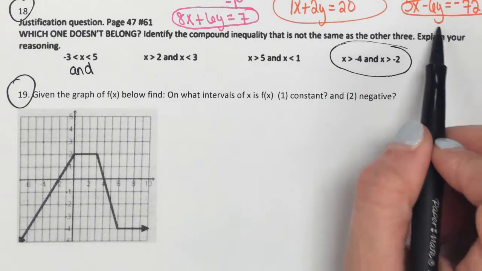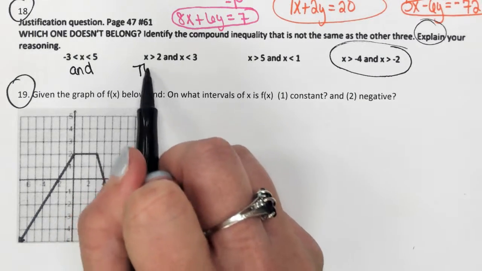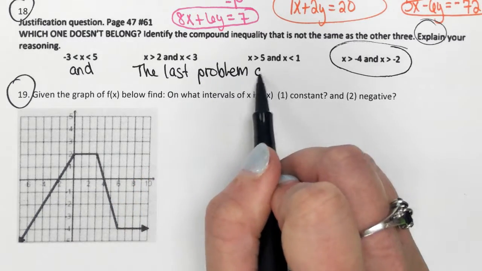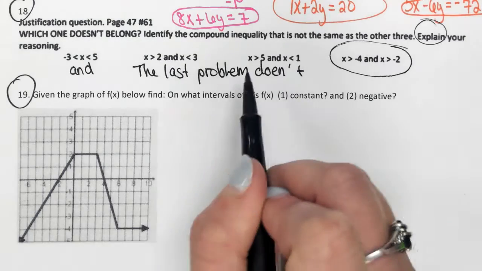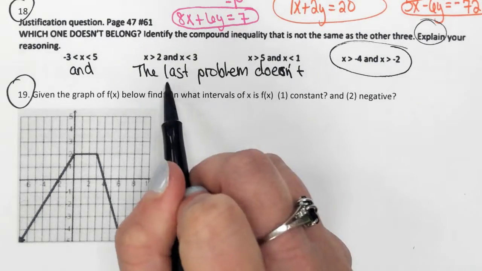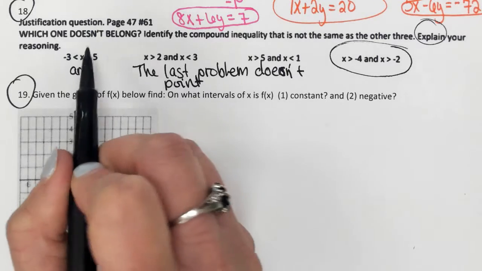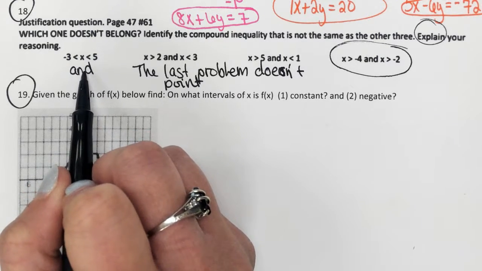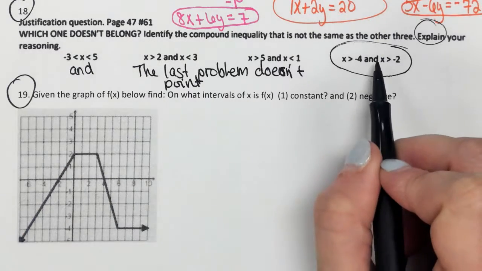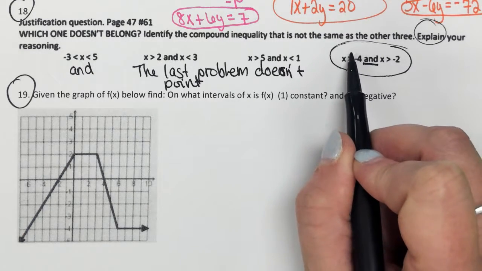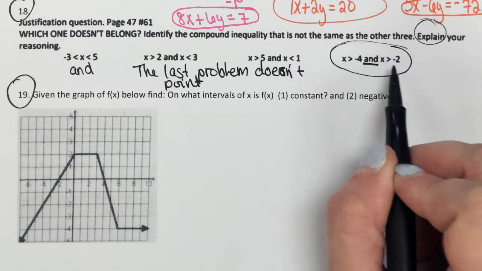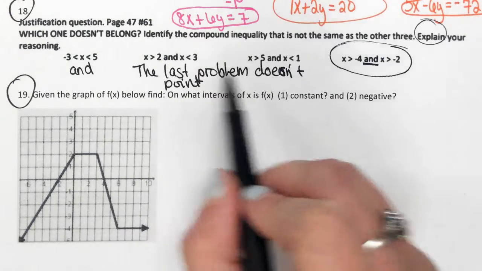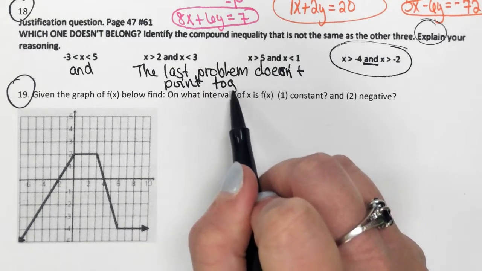All right, so it says explain. So we're going to say the last problem doesn't point together. Wait, the first one points together. No, but look, they're both and problems. They're both less thans or and problems. Remember? But this one is already an and, it's got the arrows pointing away the same direction. Oh, but this one didn't say and. They're all compound. Okay. Doesn't point together.